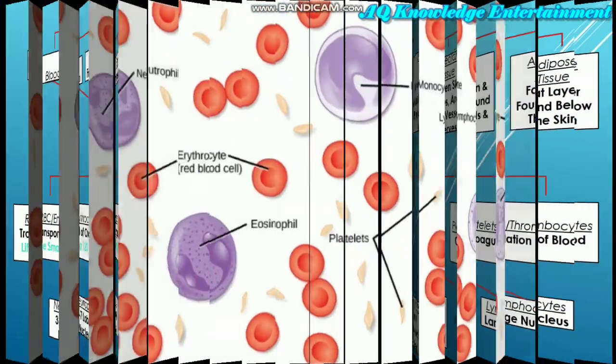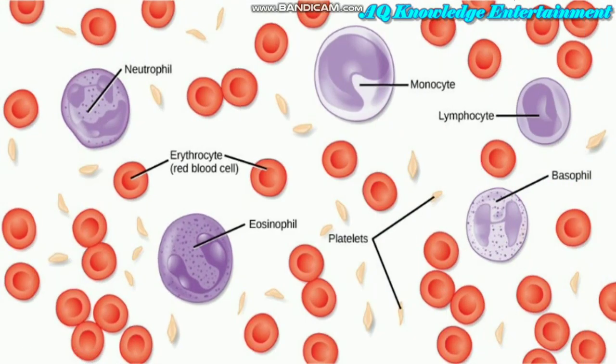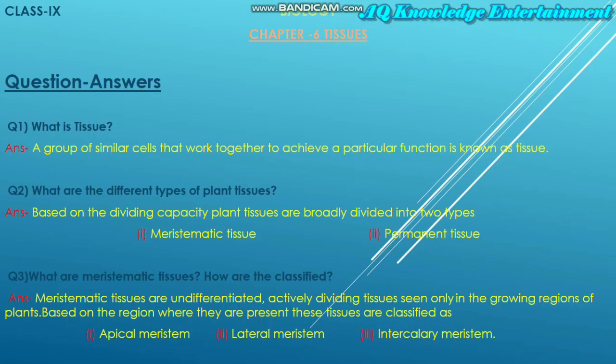Okay, now these are the diagrams that I showed you earlier for the blood cells. So now I have got some question answers of this lesson. Okay, so we move on to it. So this is basically chapter 6, tissues, of biology, class 9. So the first question is, what is a tissue? Obviously we all know that a group of similar cells that work together to achieve a particular function is known as tissue. So hope you understand that.